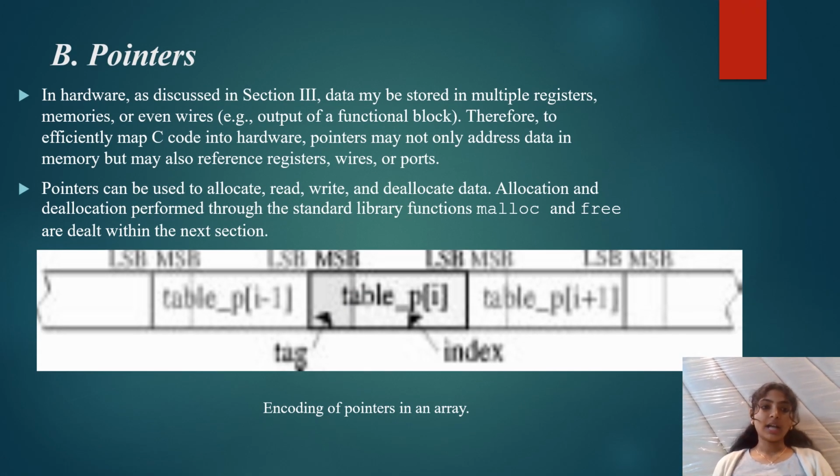Pointers. In hardware, as discussed in section 3, data may be stored in multiple registers, memories, or even wires, for example, the output of a function block. Therefore, to efficiently map C code into hardware, pointers may not only address data in memory but may also reference registers, wires, or ports. Pointers can be used to allocate, read, write, and deallocate data. Allocation and deallocation performed through the standard library functions malloc and free are dealt with in the next section.